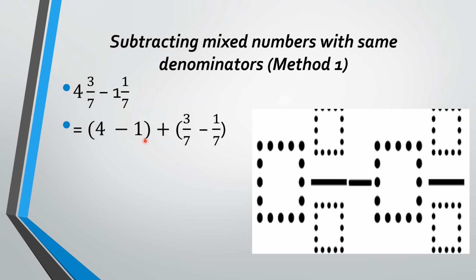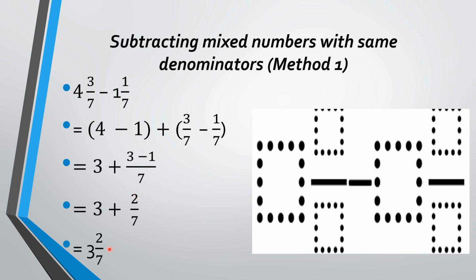4 minus 1 is very easy. 3 will be here, and 3 by 7 minus 1 by 7. Because the denominators are the same, we will just subtract the numerators. It means 3 minus 1 equals 2. So it is 2 by 7. Now here 3 is a whole number and 2 by 7 is a fraction. So 3 plus 2 by 7 can be written as the mixed number 3 and 2 by 7.